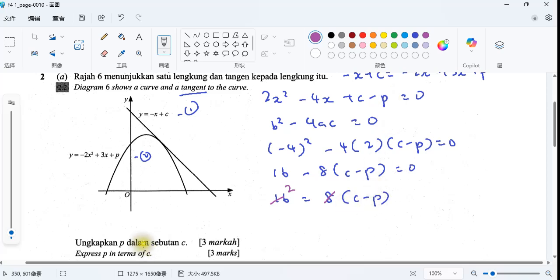Then we want to write p. So express p. So we have 2 equal to c minus p. So p equal to c minus 2. Okay, so p equal to c minus 2. Done.